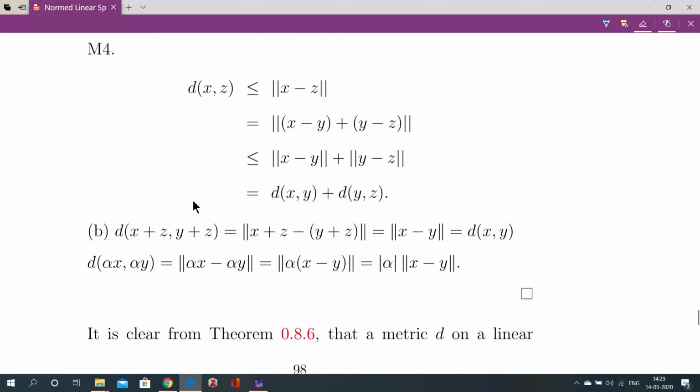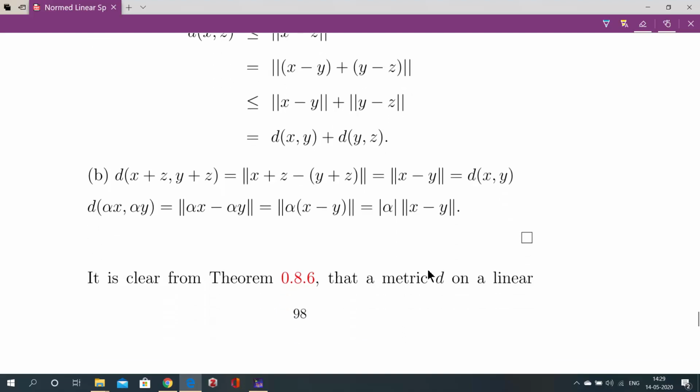Now we will deal with the triangle inequality. So d(x,z) is equal to the norm of x minus z, and further we add and subtract y. Using the triangle inequality of the norm, this is less than or equal to norm of x minus y plus norm of y minus z, which is equal to d(x,y) plus d(y,z). So d(x plus z, y plus z) is equal to the norm of (x plus z) minus (y plus z), which is equal to norm of x minus y, which is equal to d(x,y). And d(alpha x, alpha y) is equal to norm of alpha x minus alpha y, which is equal to modulus of alpha times norm of x minus y.